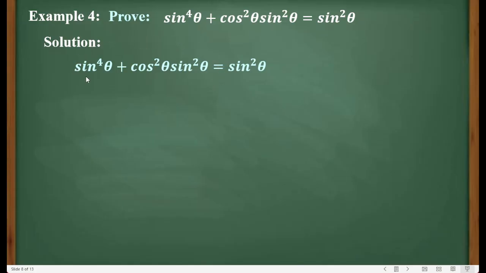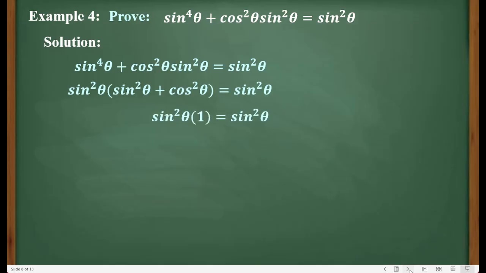Okay, so the expression has how many terms? There are 2 terms, 1, 2. And you will notice that from each of these terms, there is a common factor. And what is that common factor? It's actually sine squared theta. So we take out the sine squared theta from each term, so that the left side expression will now become sine squared theta times the quantity sine squared theta plus cosine squared theta, which is equal to sine squared theta.